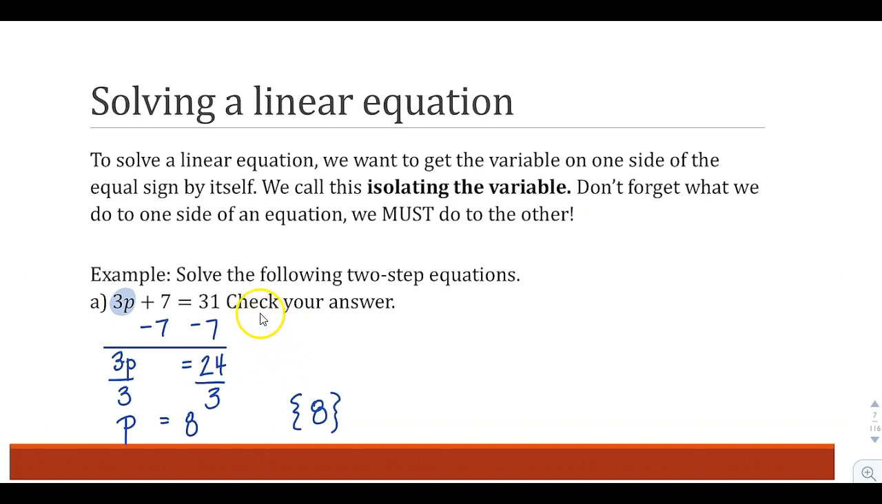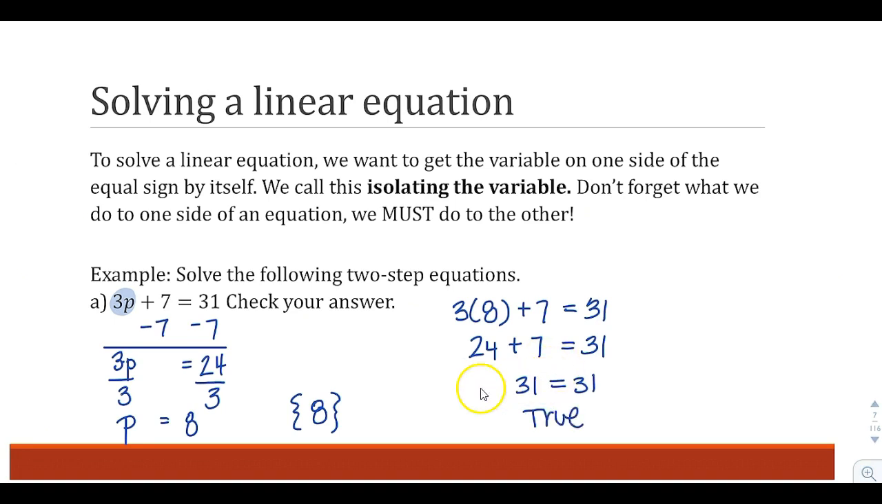And this example asks us to check our answer. So what that means is that substituting 8 back into the original equation should create a true statement. So let's check that 3 times 8 plus 7 is equal to 31. So order of operations, we do 3 times 8 first, so we have 24 plus 7 is equal to 31. And yes, 24 plus 7 is 31. So 31 equals 31. This is a true statement. So we've checked that our solution of 8 is correct.